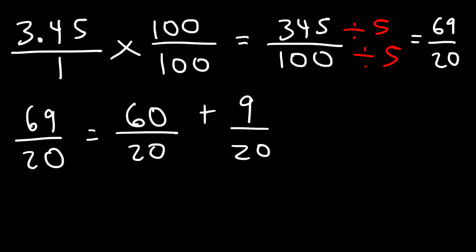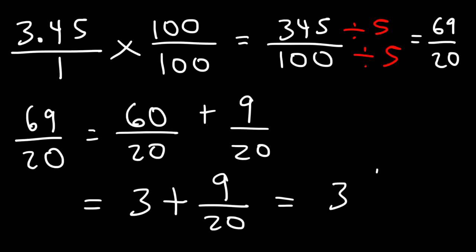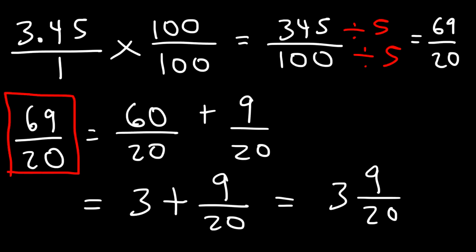But both numbers must be divided by 20. Now 60 divided by 20 is 3. So I have 3 plus 9 over 20, which is 3 and 9 over 20. So this is the answer as an improper fraction, and this is our answer as a mixed number. So let's talk about another way in which we can get the answer.